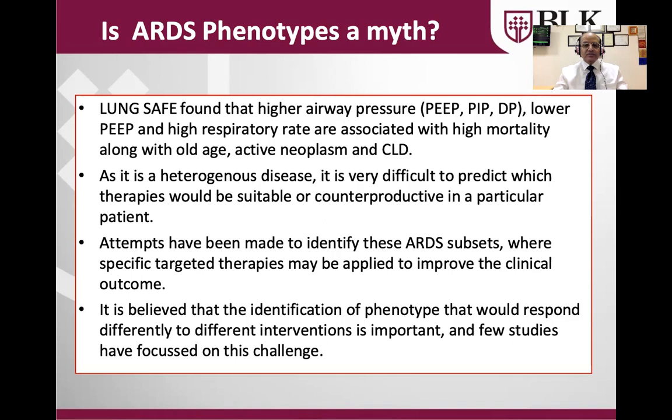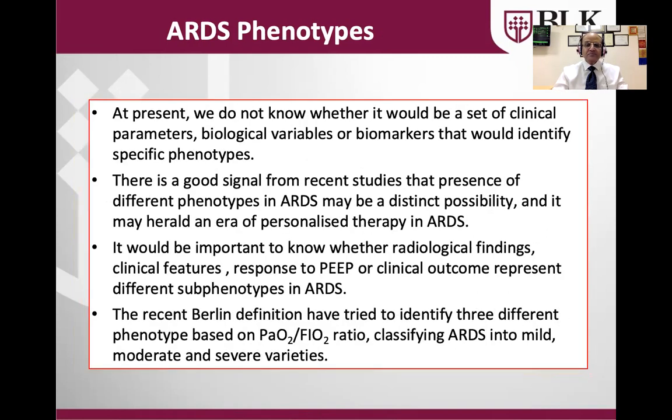As ARDS is a heterogeneous disease, it's very difficult to predict which therapies would be suitable or counterproductive in a particular patient. And the researchers have been trying to identify ARDS subsets where specific targeted customized therapies may be applied to improve the clinical outcome. Now, it is also believed that identification of phenotypes which would respond differently to different interventions is important, because otherwise we are stuck at 35 to 45% mortality with nothing much to offer.